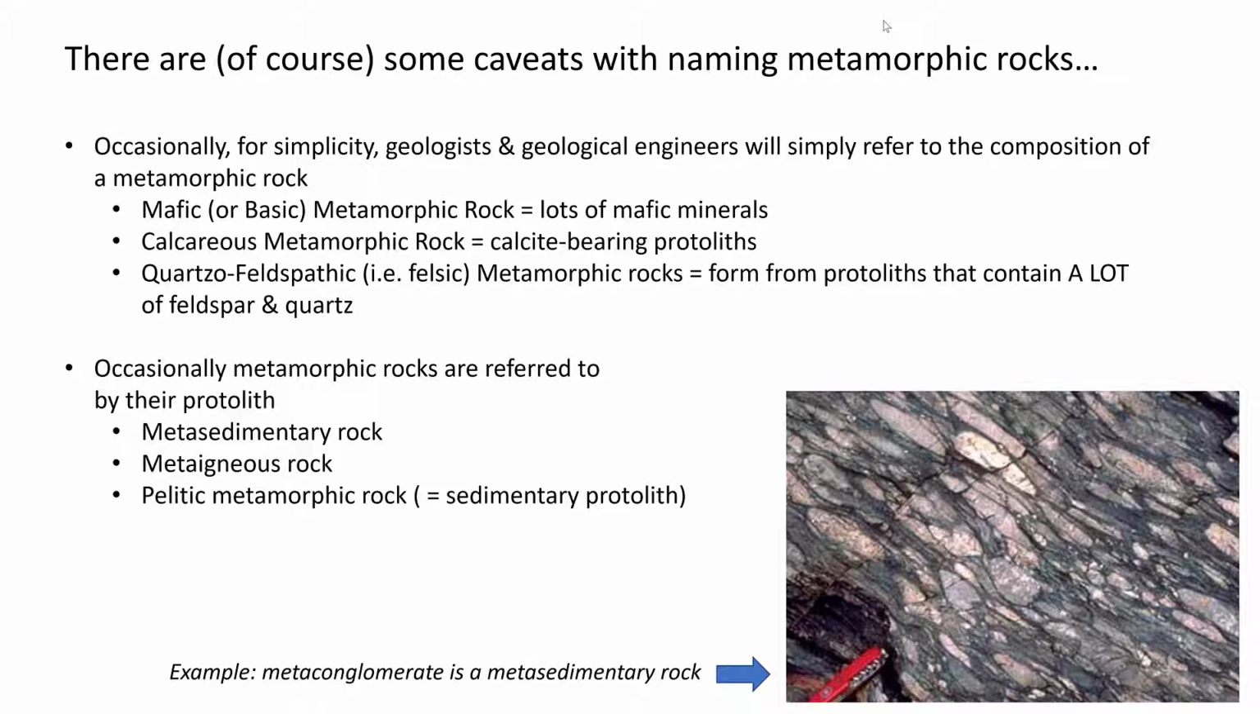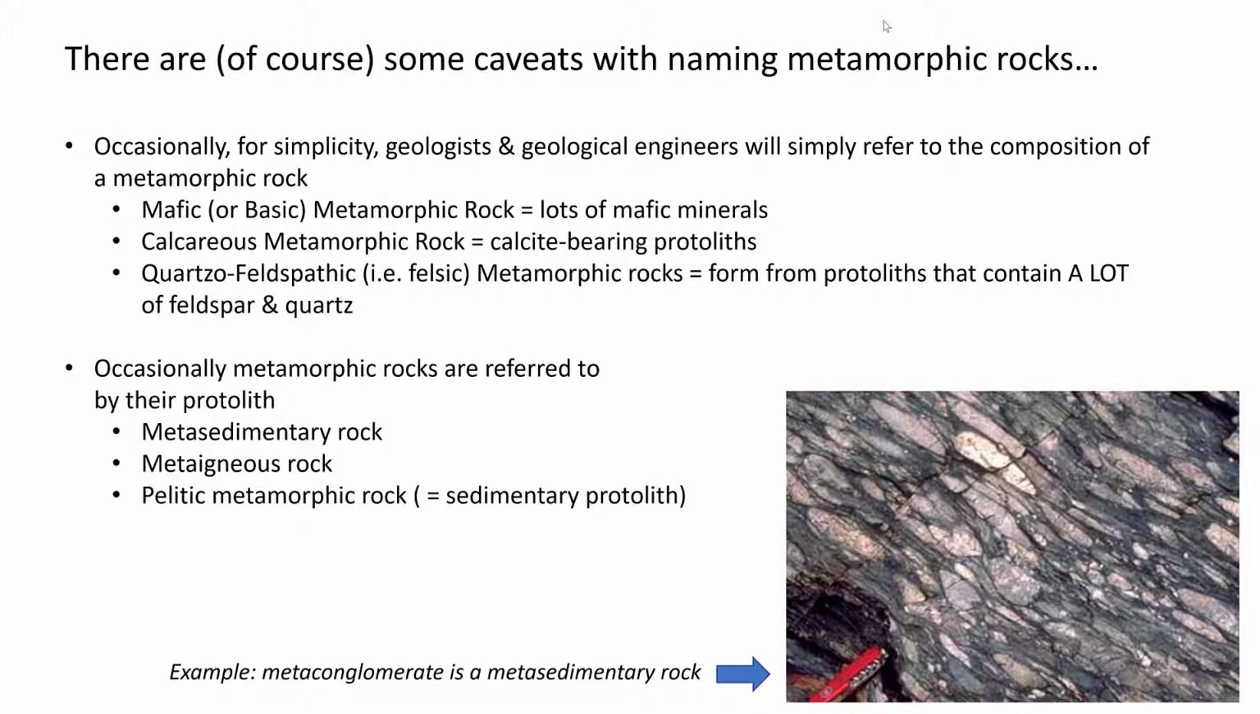There are, of course, some caveats with naming metamorphic rocks. Occasionally, for simplicity, we will simply refer to the composition of a metamorphic rock, i.e. a mafic metamorphic rock simply means it has lots of mafic minerals. A calcareous metamorphic rock implies calcite-bearing protoliths, and quartzo-feldspathic metamorphic rocks, such as a quartzo-feldspathic gneiss, form from protoliths that contain a lot of feldspar and quartz that may not have very much mafic mineral content.